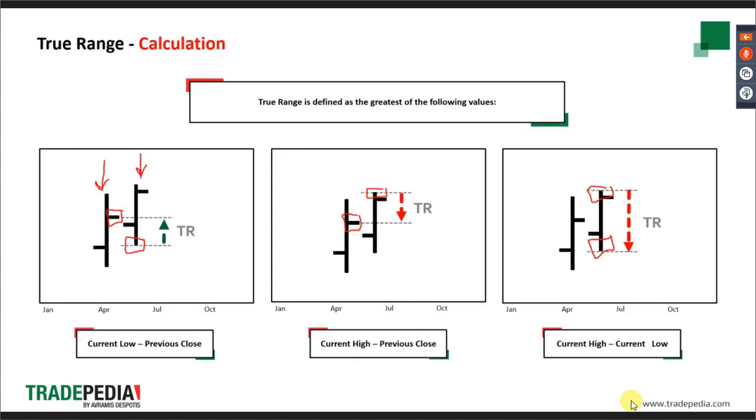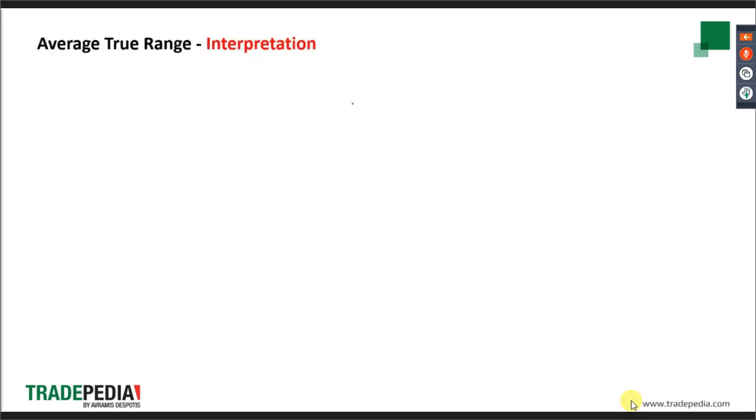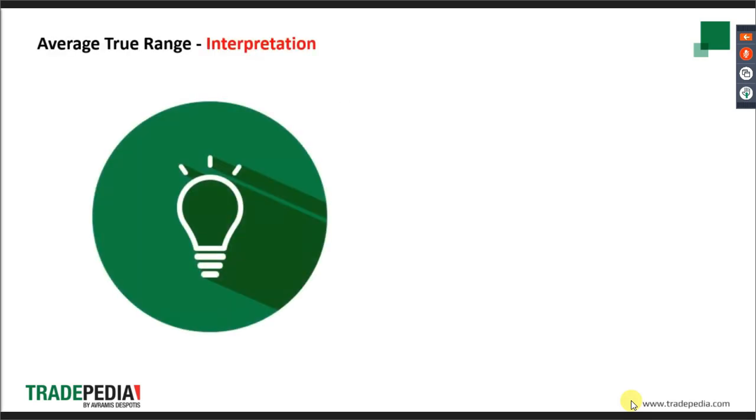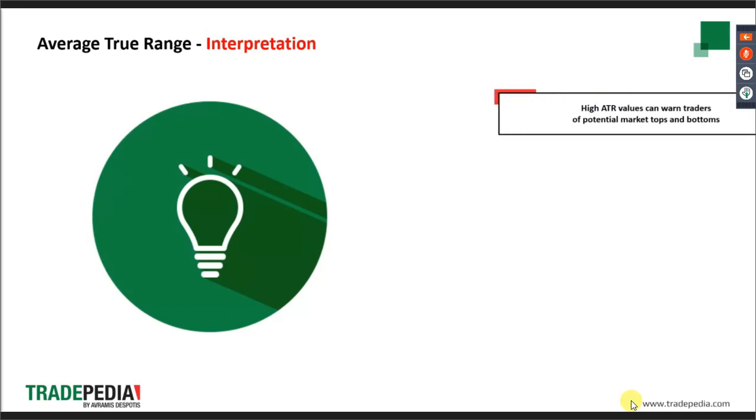The average true range is a moving average of the true range over a specific time period. On our default setting, we usually use 14, and I don't change that setting because 14 is pretty good. A high average true range value can warn traders of potential market tops and bottoms, while a low average true range value can indicate a ranging market. Many traders use the average true range as their initial stop loss.